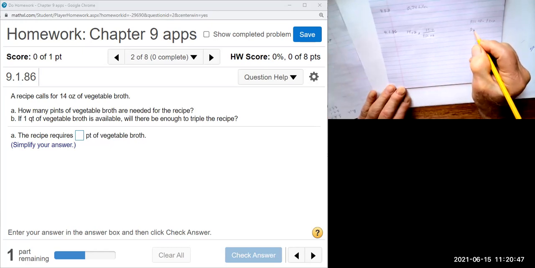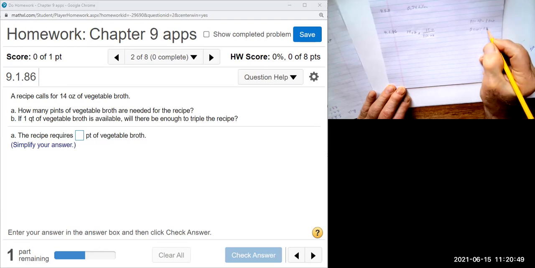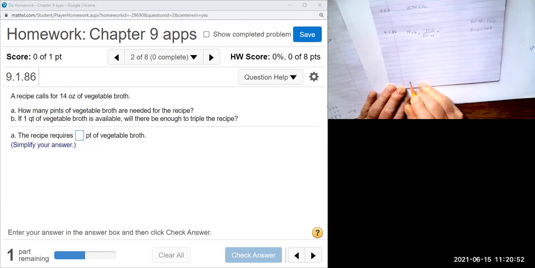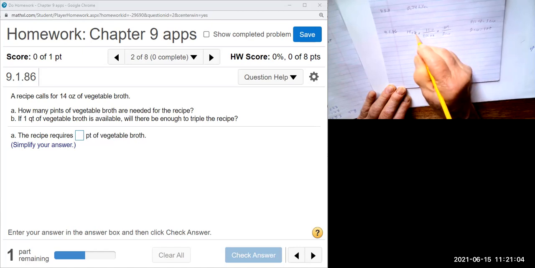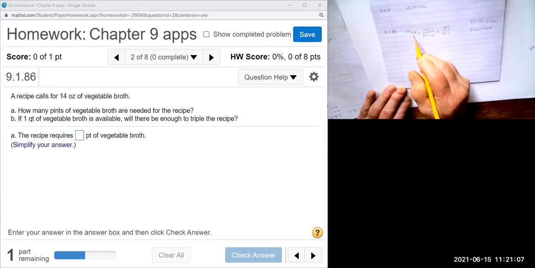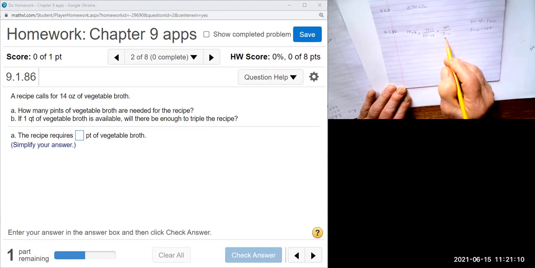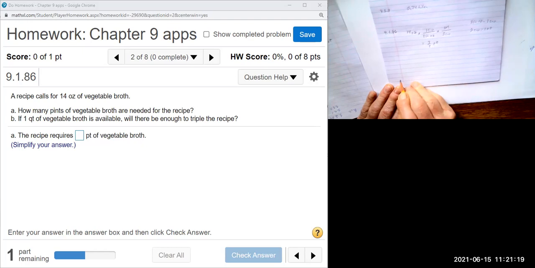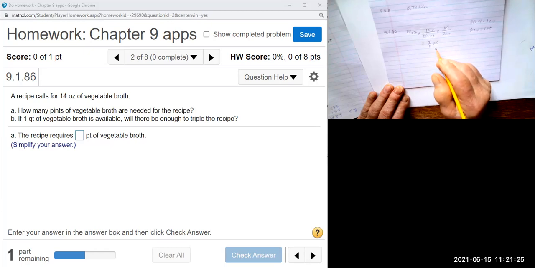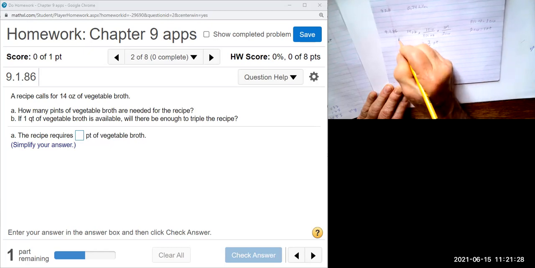We also need to know that 2 cups is equal to 1 pint, forming a unit fraction. We're going to have 2 cups in the denominator and 1 pint in the numerator. That is so that the cups cancel, the fluid ounces cancel. And if we calculate 14 times 1 divided by 8 times 2, and let's keep it as a fraction, that's going to turn out to be 7/8 of a pint. So 14 ounces is equivalent to 7/8 of a pint. That's how many pints we need for the recipe.